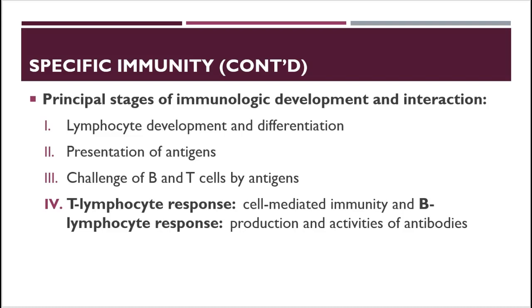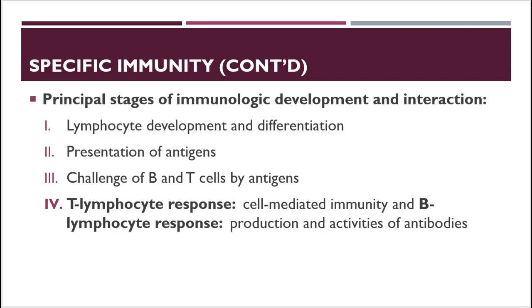The second step in this development of specific immunity is the presentation of antigens. So antigens are going to be presented to these cells. That also is going to stimulate increased maturity and specificity for those antigens. The third step is challenging B cells and T cells with those antigens.